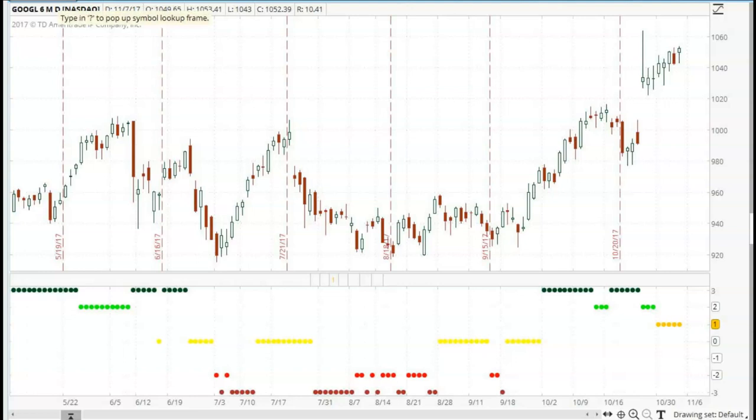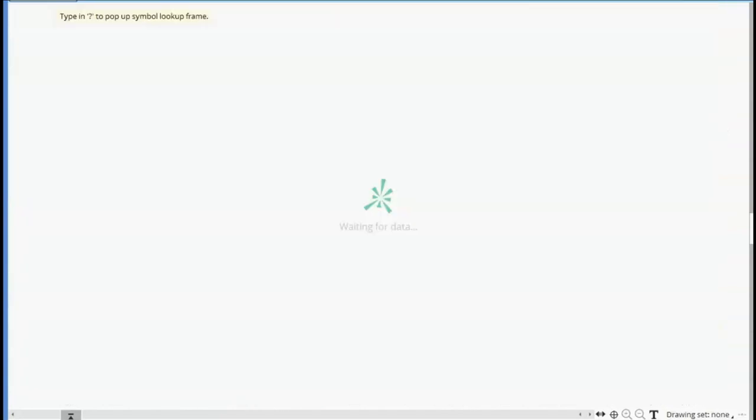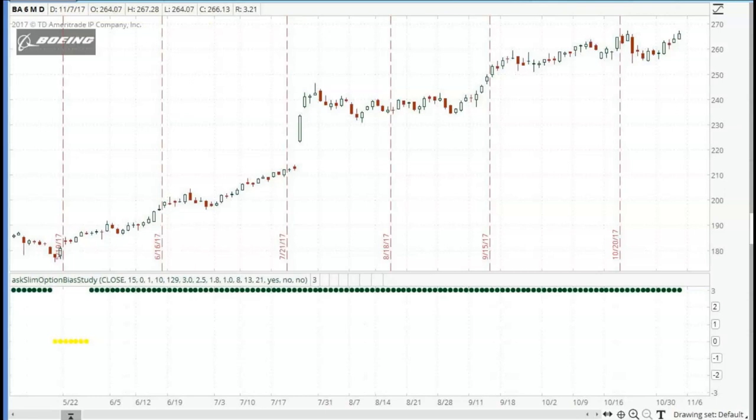So just a very, very clear look at how that looked. The next three I'm going to show you are positive readings that were incredible. In other words, it says that all of the internals were positive. This is just unbelievable in Boeing.